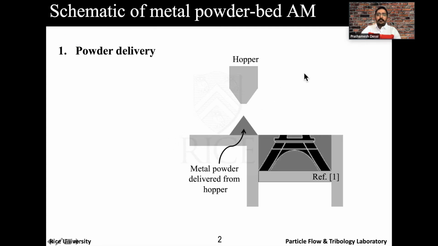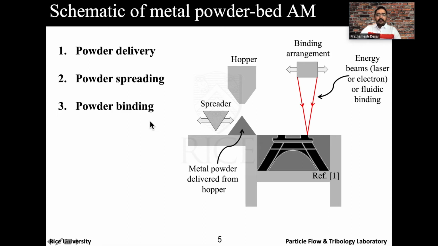Here is a quick schematic of metal powder bed additive manufacturing for those of us who are new to powder bed 3D printing. On the right, you can see a hopper, and down here is a fixed volume of powder being delivered by the hopper. So that's the first step of the process, powder delivery. This is followed by spreading the powder in the form of a thin layer using a spreading setup referred to as a spreader.